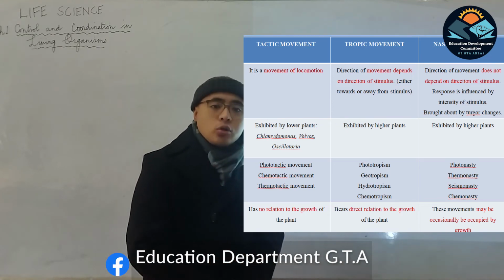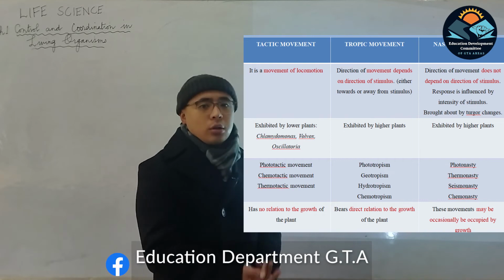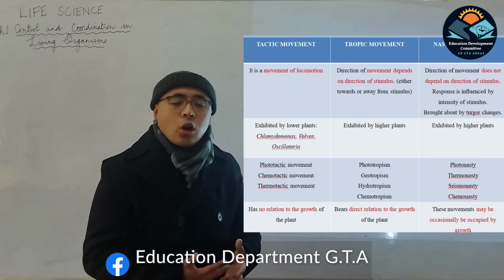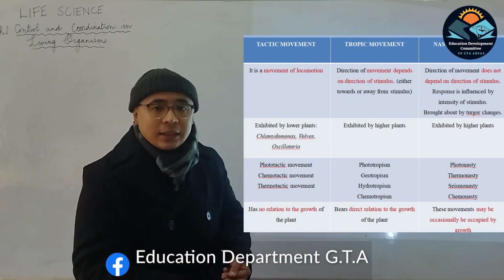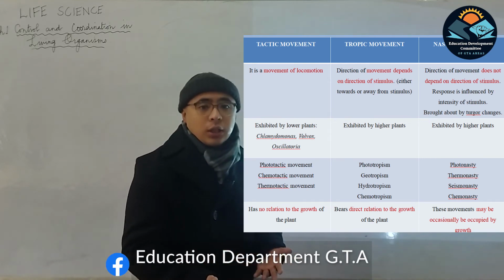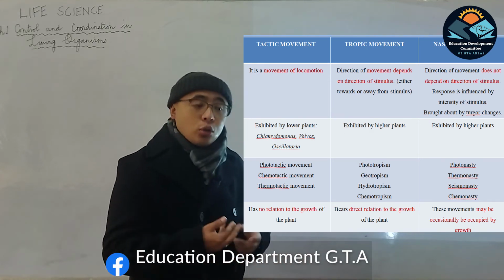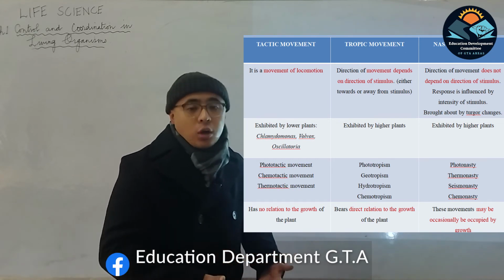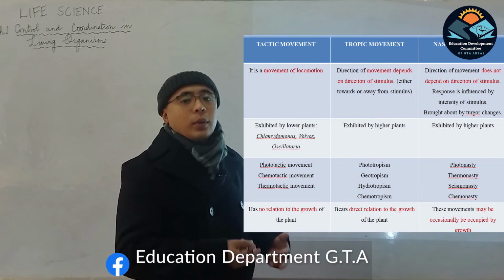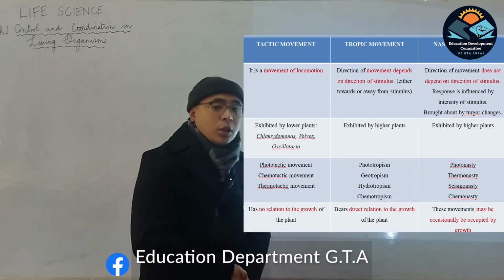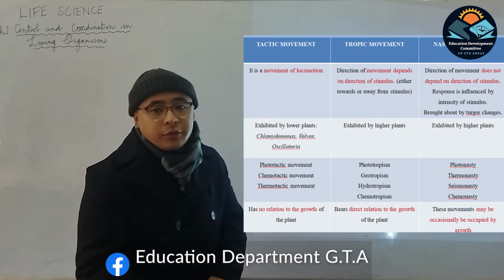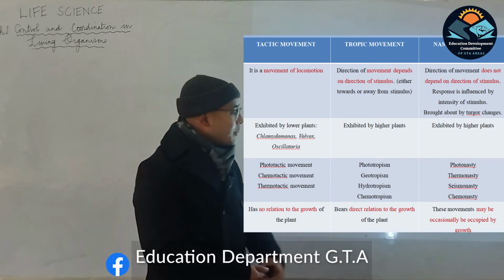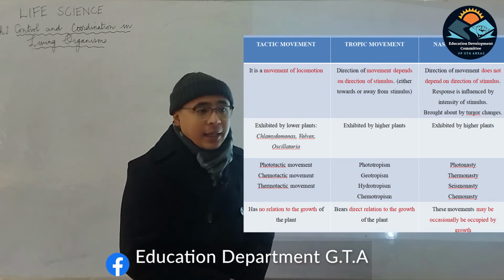Third is hydrotropism. Hydro implying water. So hydrotropism is a tropic movement exhibited by plants in response to water. Again, here we will be talking about the root system of the plant. The root system grows towards water. So we can say that the root system exhibits positive hydrotropism. And last but not least, we have chemotropism.